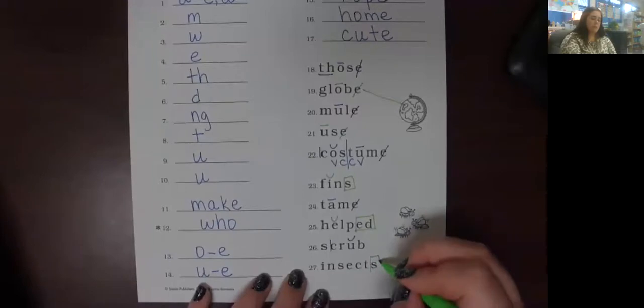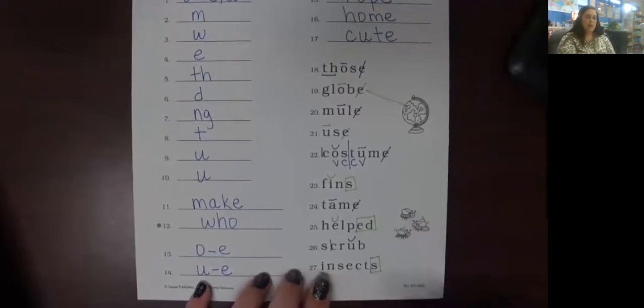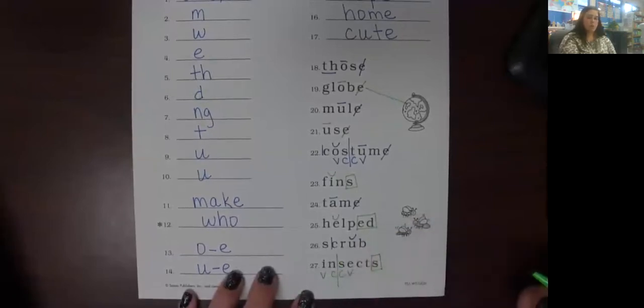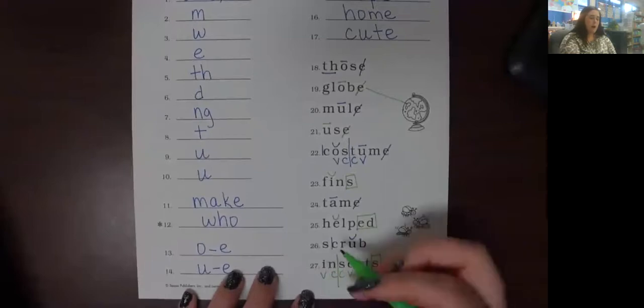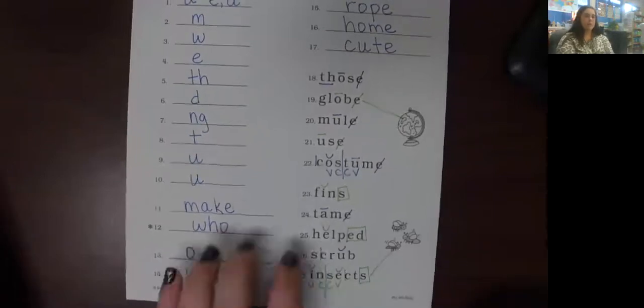Next one, I have suffix S. We box it in. Then I see two vowels, I and E. So they both get V's, C's in between, and we put our line. The I gets a breve, and the E gets a breve, and the C gets a K back. Insects. There's our picture, insects.